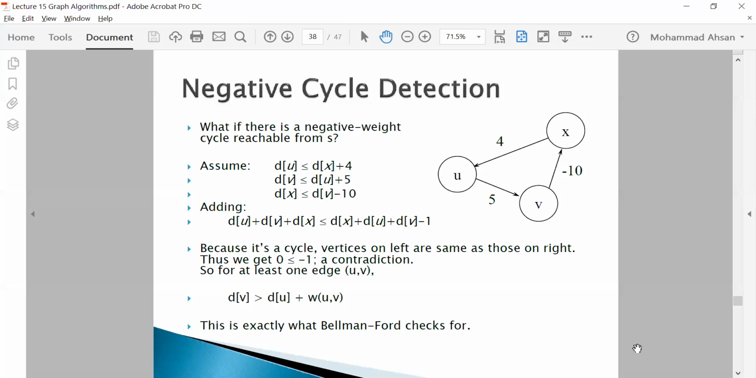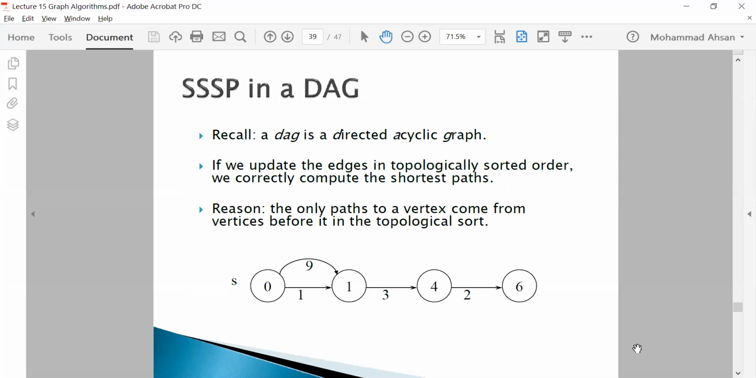So let's get back to not this one. Let's get back to here. Okay. So this is again talking about negative cycle. So now we want to do the single source shortest path in a DAG. DAG is a directed acyclic graph.